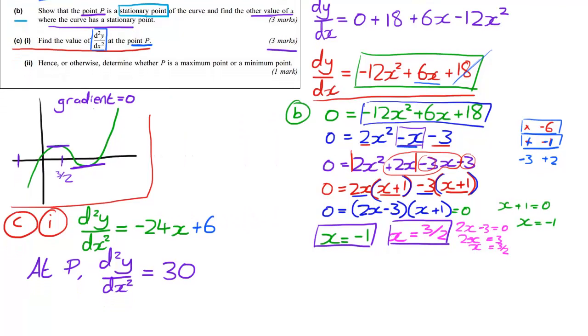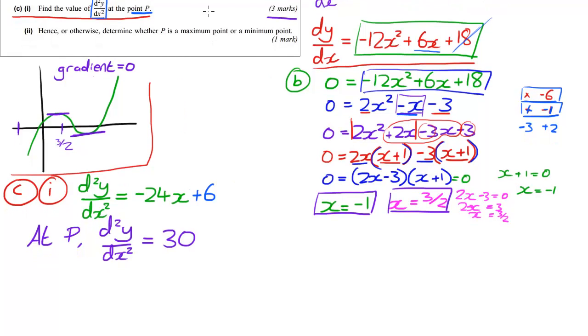And then let's go down a bit more. I don't want to cut off the question completely because we have to look at it. So, hence or otherwise. Hence or otherwise normally means use part 1, because you just worked out something that helps you work out this bit. So determine whether it's a maximum or minimum point.